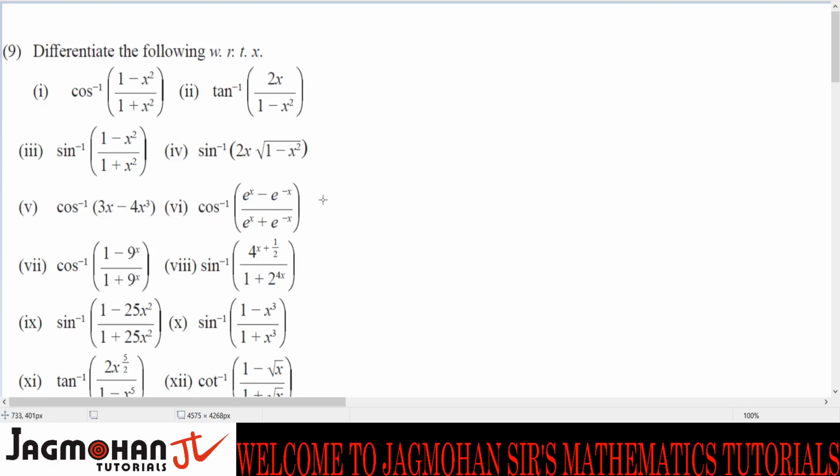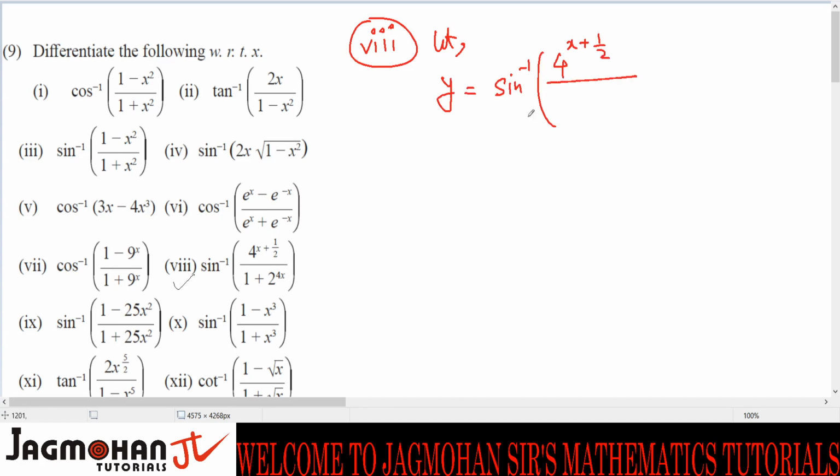Now we will take question number 8. This one I will solve. Here we are given, I write the given function as y. So let y equals sine inverse of 4 raised to x plus 1 over 2 upon 1 plus 2 raised to 4x. This is a very interesting problem and easy as well, which makes it important. All easy but interesting problems are important problems.